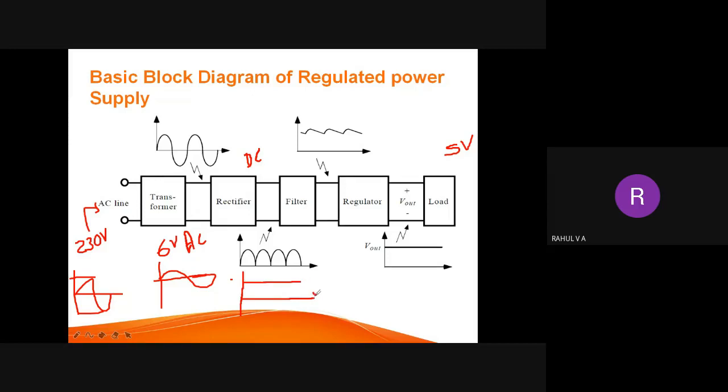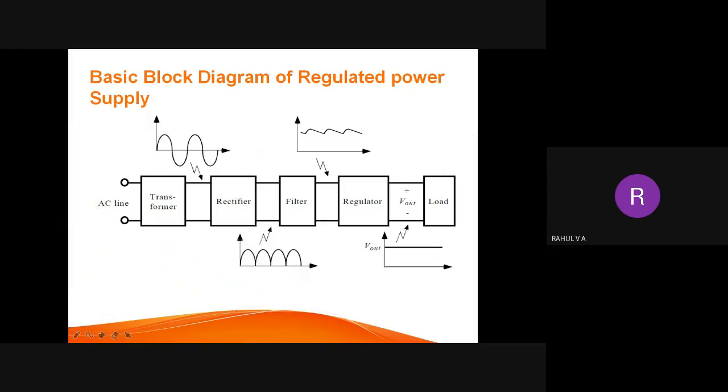It will convert AC to DC. But it is not pure DC like what I have drawn. The problem is the output of rectifier will be pulsating DC like this. Actually, pure DC means it should come like this. But it is not pure DC, it is a pulsating DC. I will explain how pulsating DC comes in the next class. It is not pure DC, it is a pulsating DC.